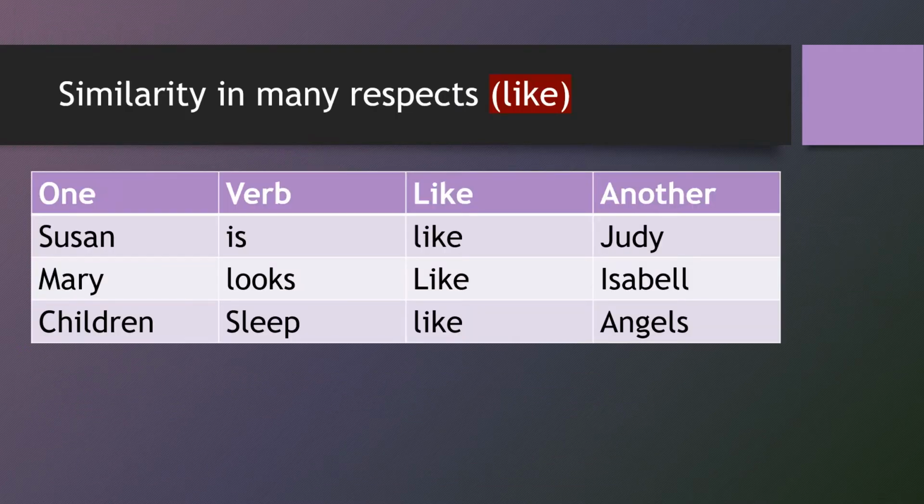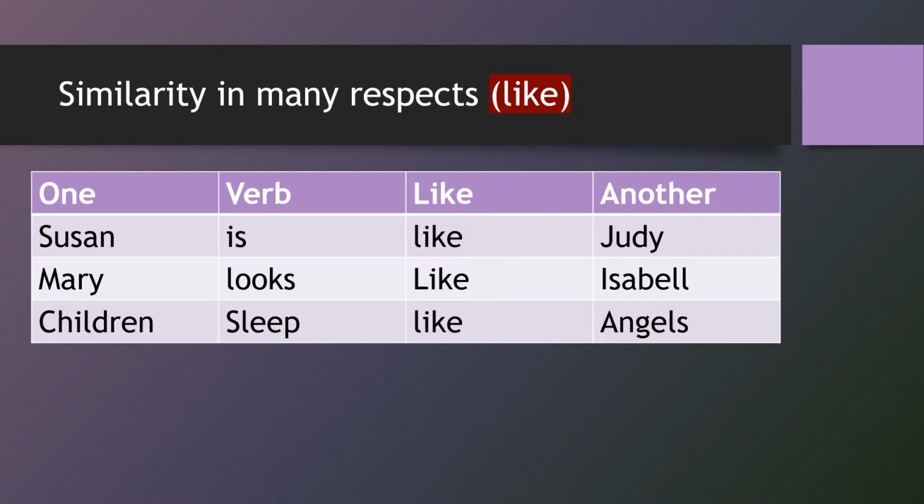The second type of sameness or similarity is using like. Look here, we are not using alike, we are using like. And here we've got similarity in many respects. It's not only one thing, but many respects that are similar. For example, Susan is like Judy. Here, there is a possibility of adding in her behavior, for example. Mary looks like Isabel. It means that her appearance or her features are similar to Isabel's.